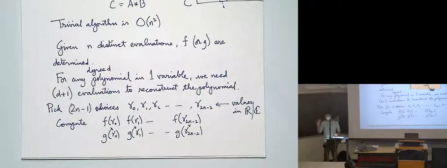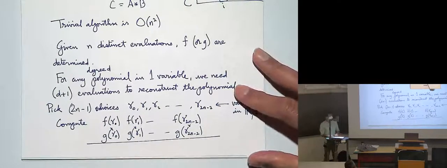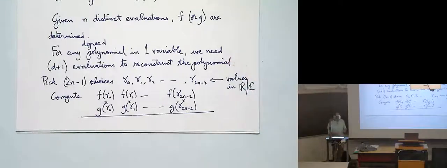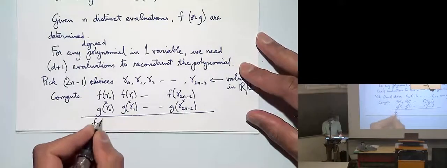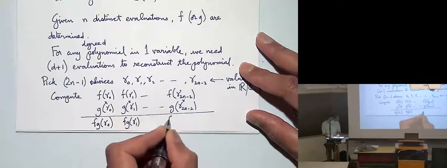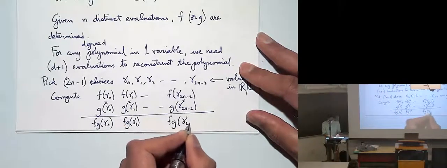Each of those I could just multiply. And if I multiply all of them, what would I get? What is f of gamma 0 times g of gamma 0? Well, that's fg of gamma 0, the product evaluated at gamma 0. So I'll get fg gamma 0, fg gamma 1, up to fg gamma 2n minus 2.